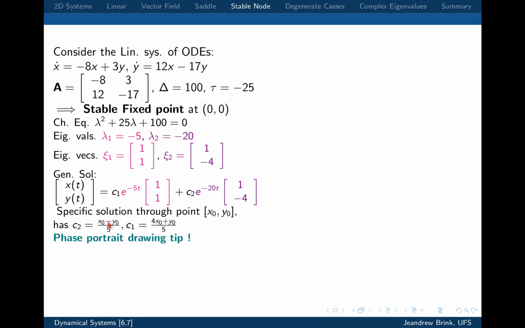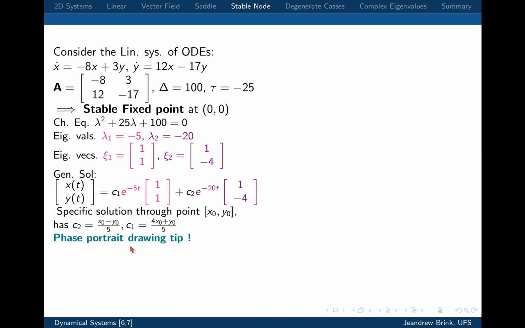And so for any point, suppose you want to draw the trajectory through any one of these points, you can just choose the points, work out what these c's are, and then put them back into the equation, and you have the expression for that particular curve going through that point.